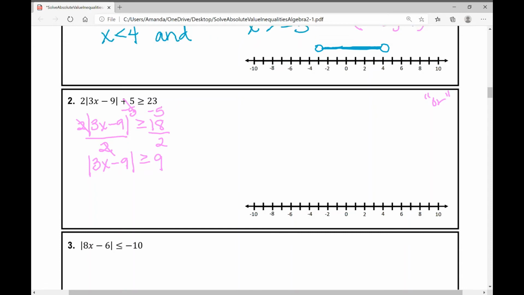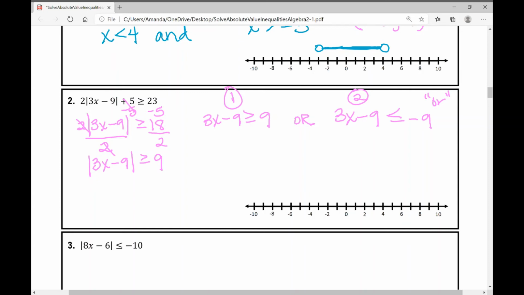So now let's set up our cases. We've isolated our absolute value expression, and in case 1, we're going to drop our absolute value bars, and we're going to solve that. In case 2, and we're going to have an OR there, I'm going to drop my absolute value bars, but then what do I do to my sign? I flip it, and it's not +9, it becomes -9. And now let's solve for your simple inequalities that will result in your compound inequality.